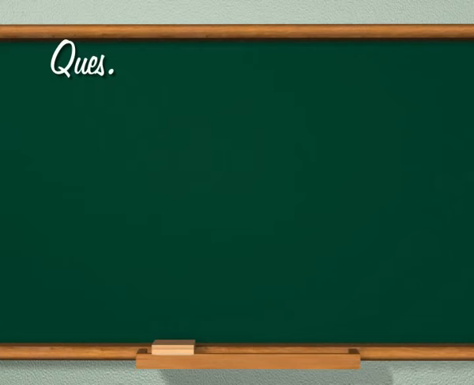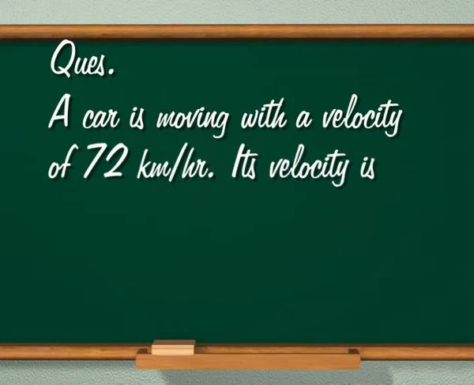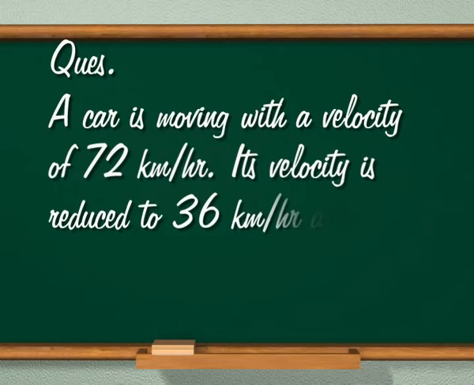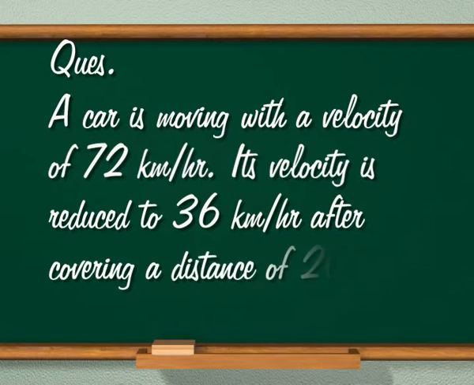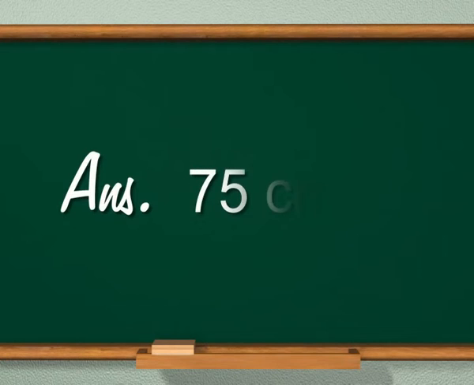There is one more question. A car is moving with a velocity of 72 km per hour. Its velocity is reduced to 36 km per hour after covering a distance of 200 meter. Calculate retardation in centimeter per second square. The answer is 75 centimeter per second square.